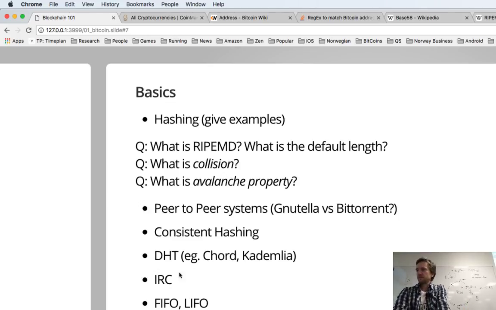All right, 2 more technologies to go. So what's IRC? Internet relay chat. Yes. Do you use it? Yes.